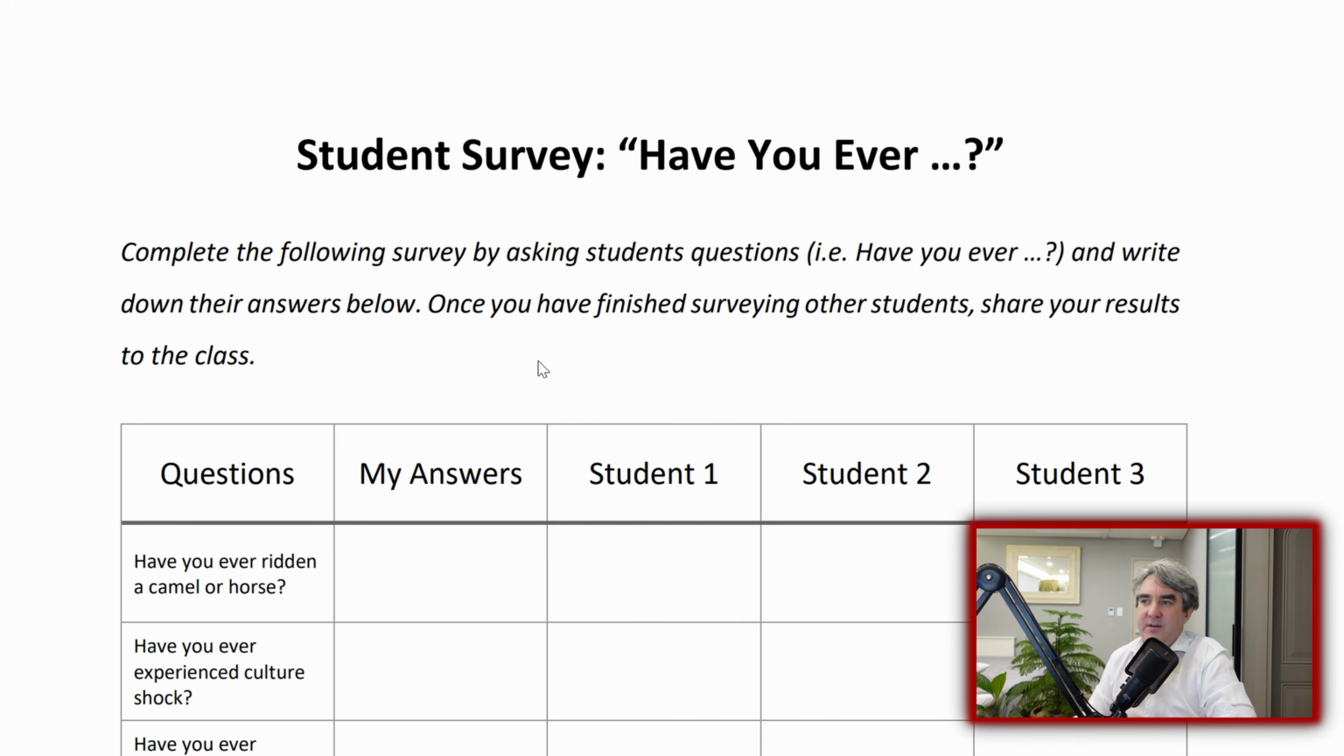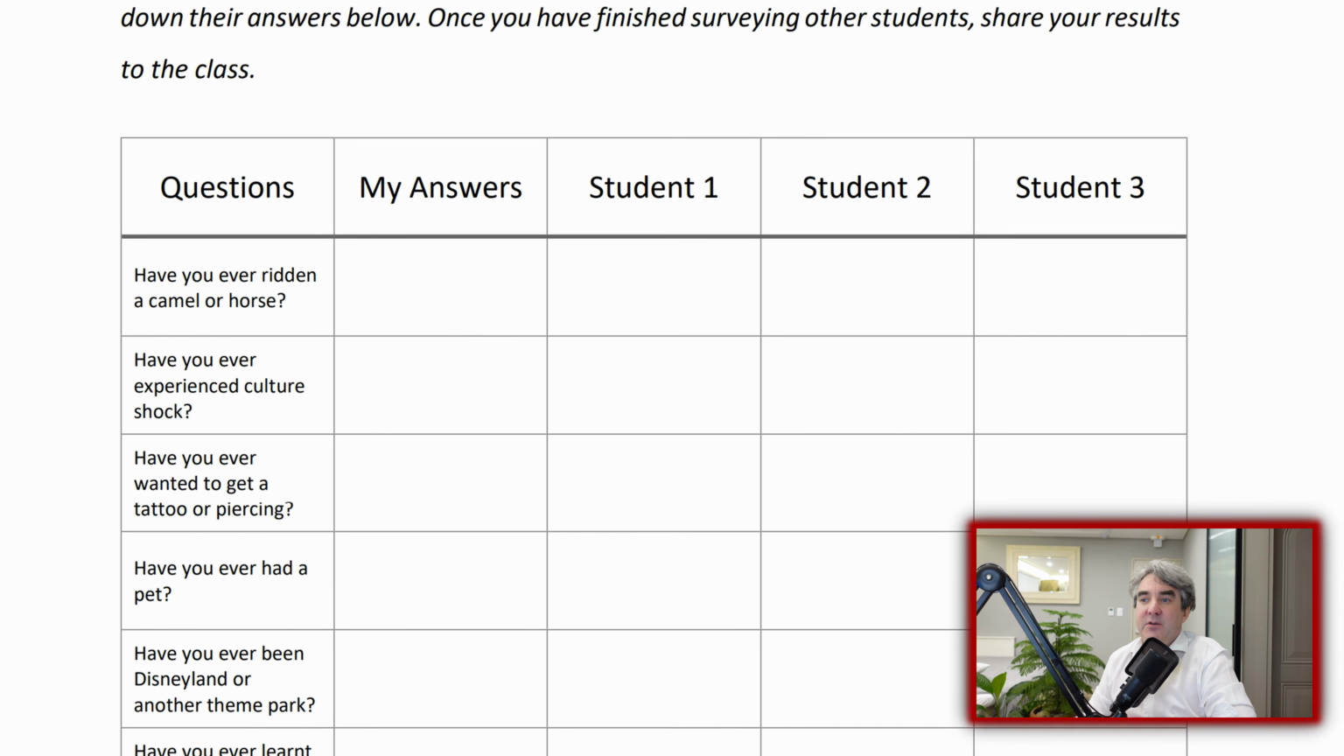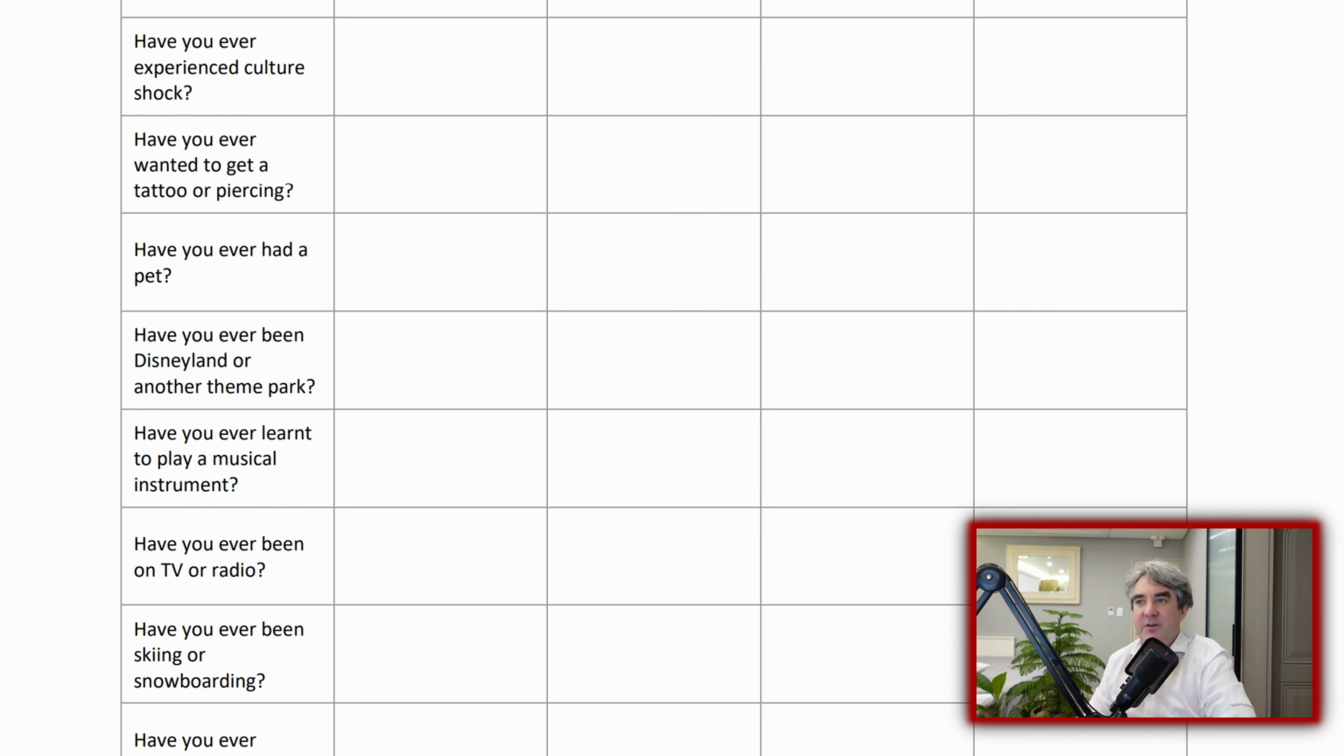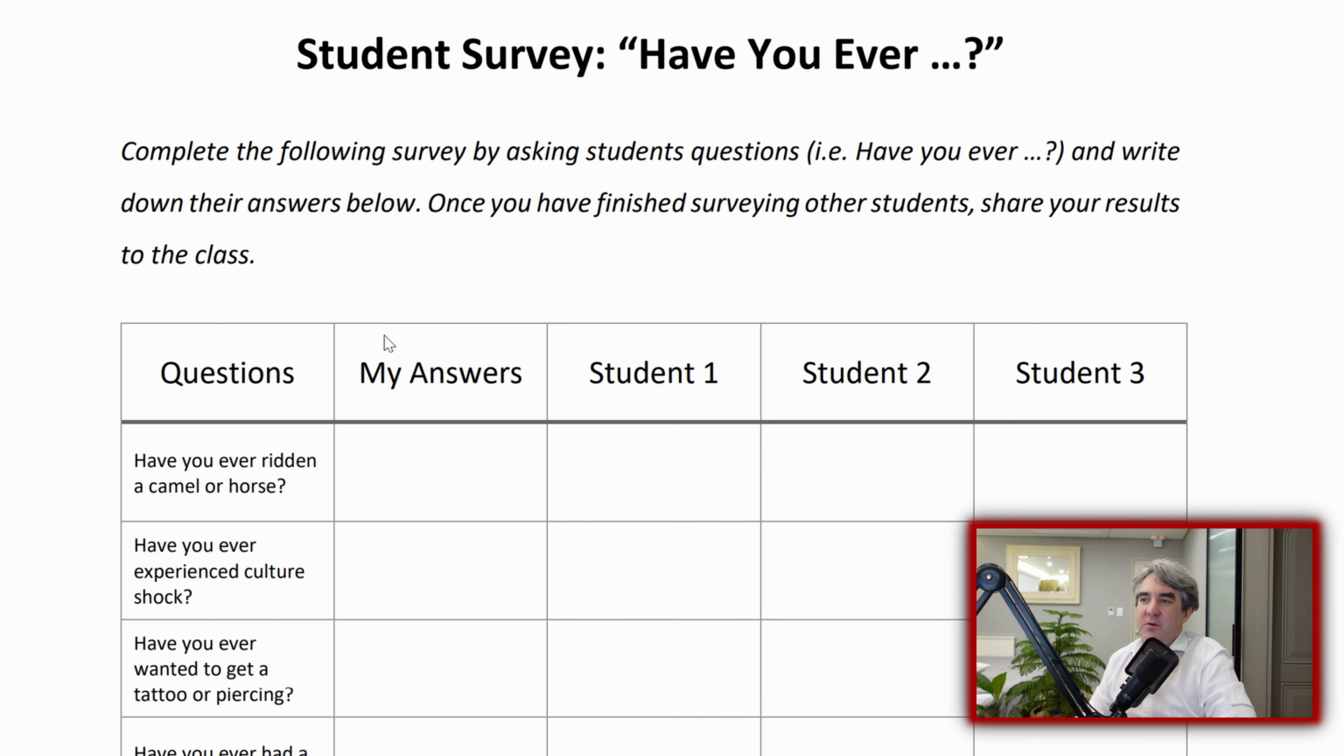It's a wonderful opportunity for students to develop that rapport that's required between themselves and then to reflect on any experiences that they've had. As you can see on the survey, there's different questions. Have you ever ridden a camel or horse? Have you ever experienced culture shock? Have you ever wanted to get a tattoo or piercing? Have you ever had a pet? Etc., etc.